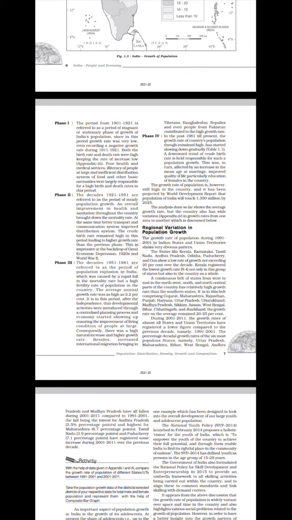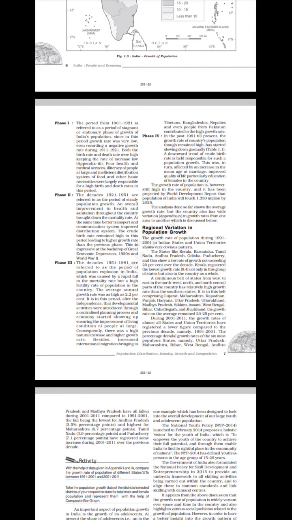Besides, increased international migration bringing in Tibetans, Bangladeshis, Nepalis, and even people from Pakistan contributed to the high growth rate. Phase 4. In the post-1981 period till present, the growth rate of the country's population, though remained high, has started slowing down gradually (Table 1.1). A downward trend of crude birth rate is held responsible for such a population growth. This was in turn affected by an increase in the mean age at marriage and improved quality of life, particularly education of females in the country.